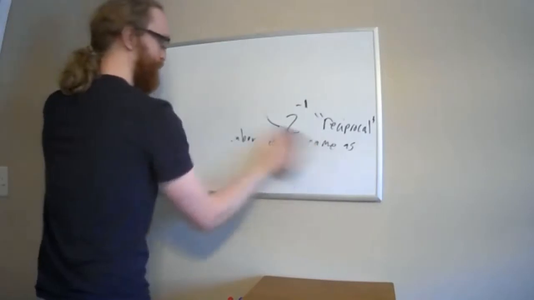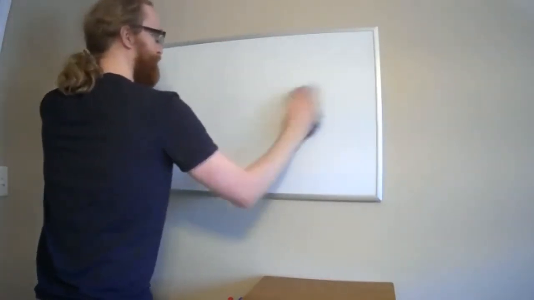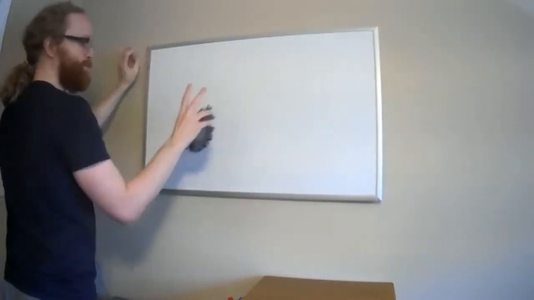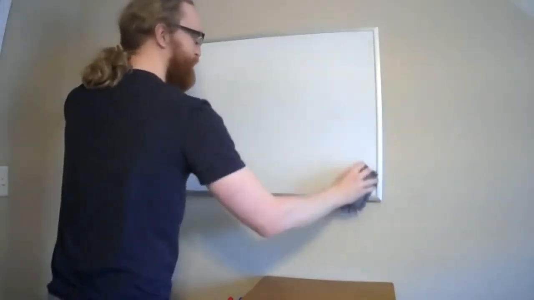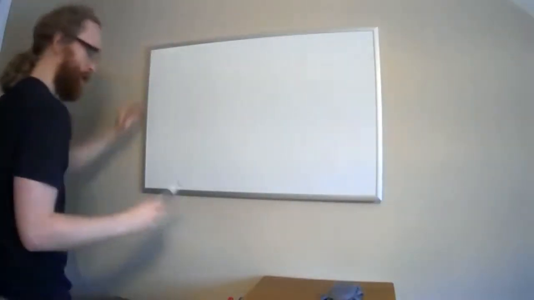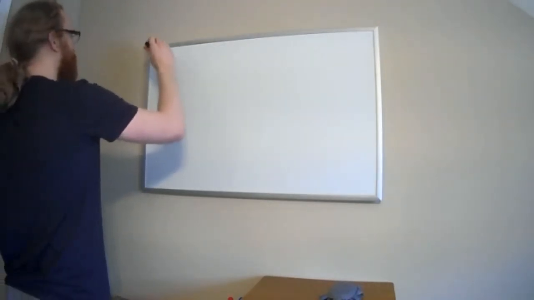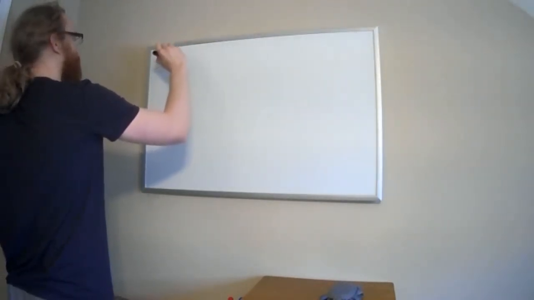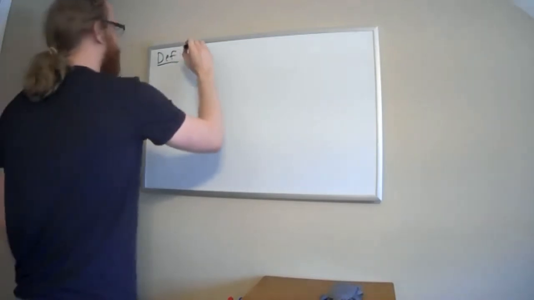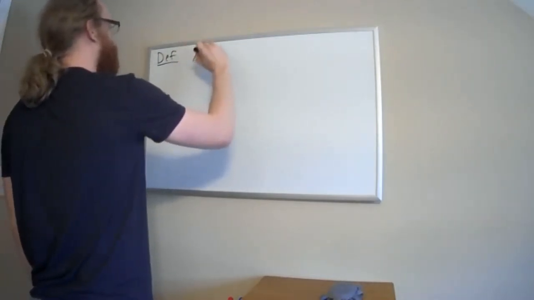By this logic, we can divide by a matrix by multiplying by the inverse of a matrix. But there are going to be some caveats here. So here's a definition for us. Suppose A is a matrix.